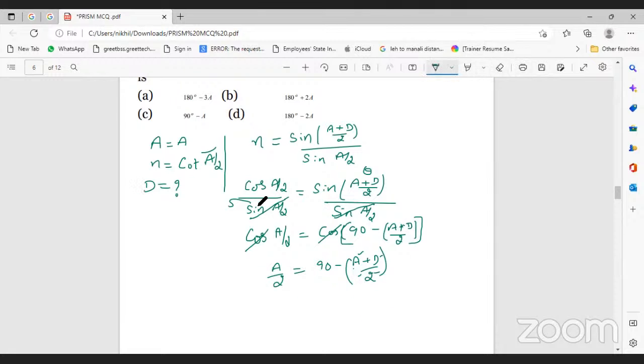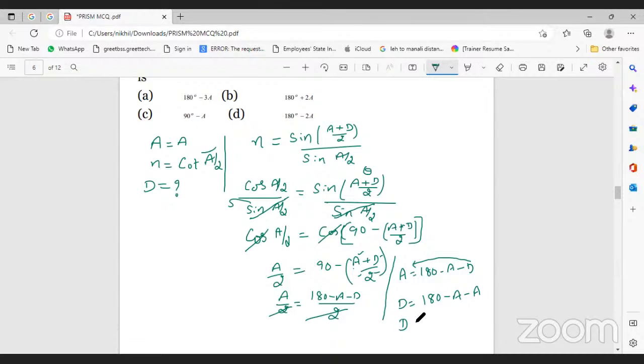What is the LCM in the RHS? 2. It will become 180 minus A minus D. This 2 and 2 will get cancelled out. So what will be the left out terms? A is equal to 180 minus A minus D. Shift D to this side. So D will be equal to 180 minus A minus A.